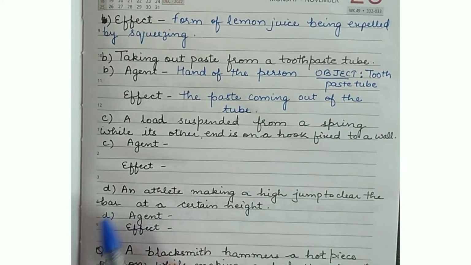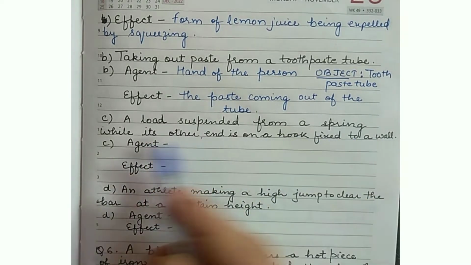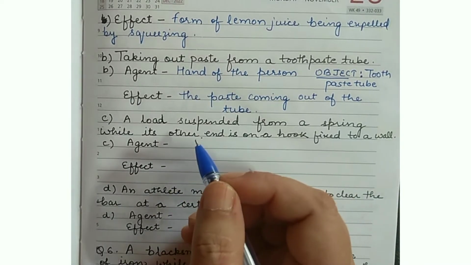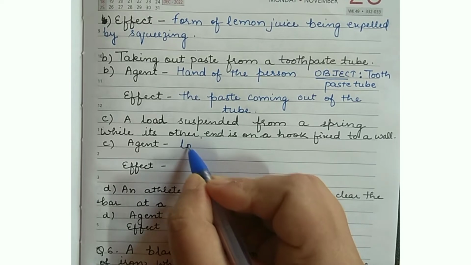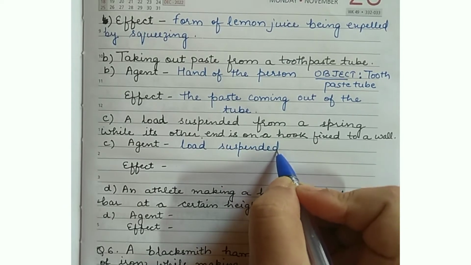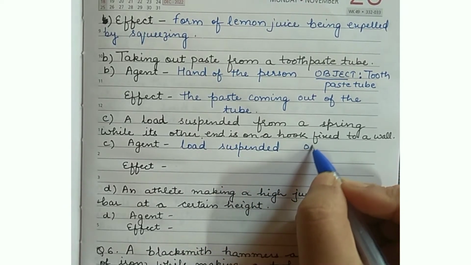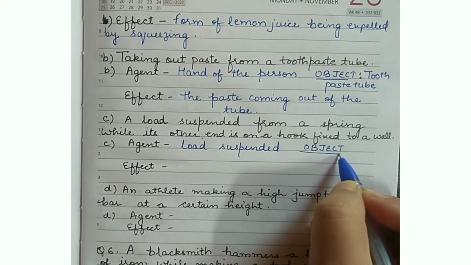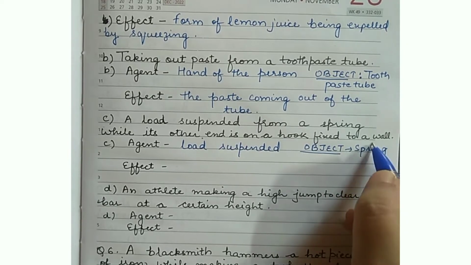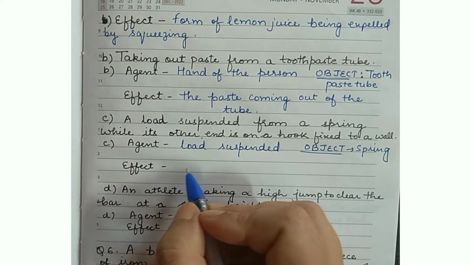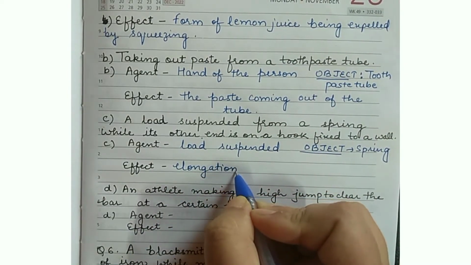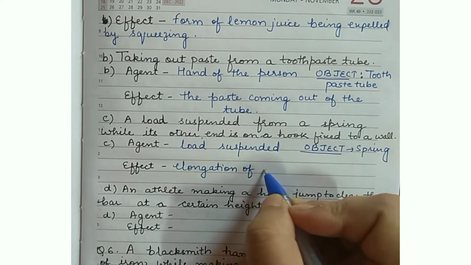You can write many questions like this. A load suspended from a spring while its other end is on a hook fixed to a wall. Now, what is the agent over here? Agent is the load suspended. Okay, it works like an agent. And object is very simple, spring. And what would be the effect of load suspended on spring? That is elongation of spring.